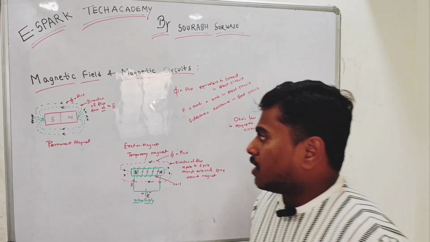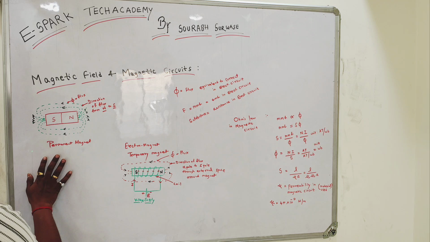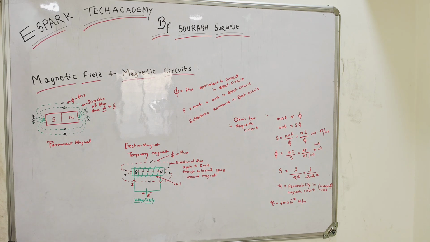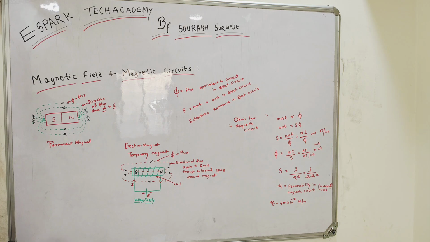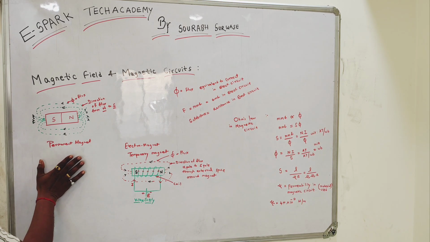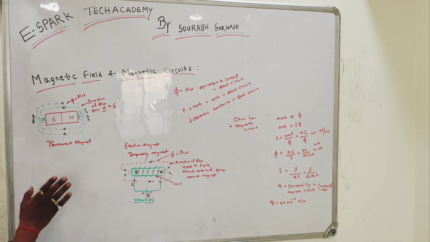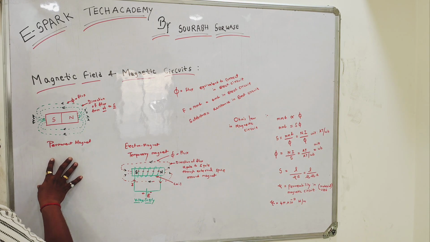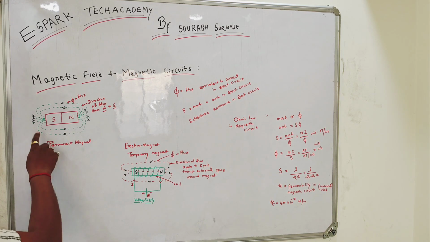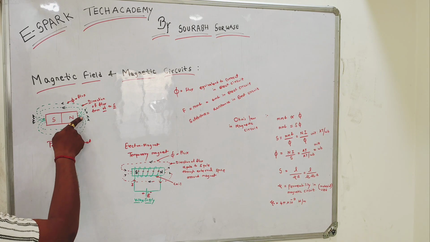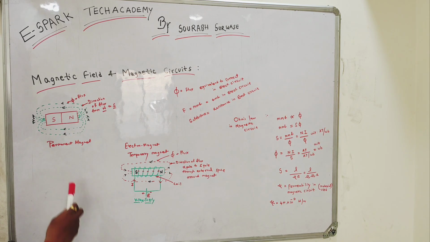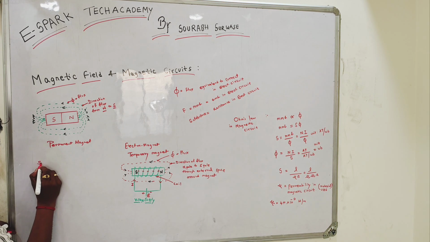In this figure you can see a permanent magnet which has two poles, north pole and south pole. The basic characteristic of a magnetic field is that the magnetic field lines, or lines of force, act from north pole to south pole. That's why the direction is given in the same way, and these are the flux, a space around a magnet.